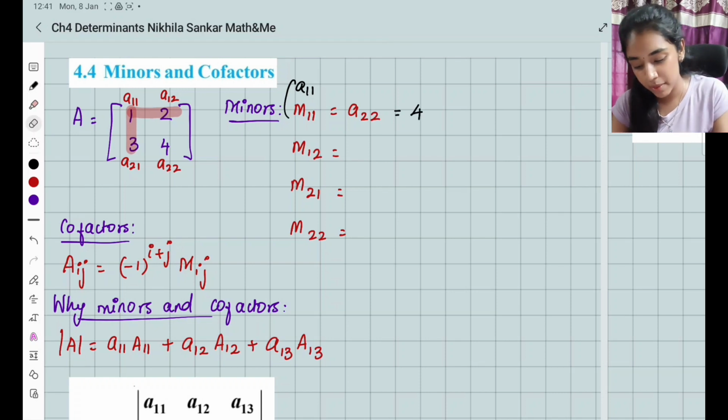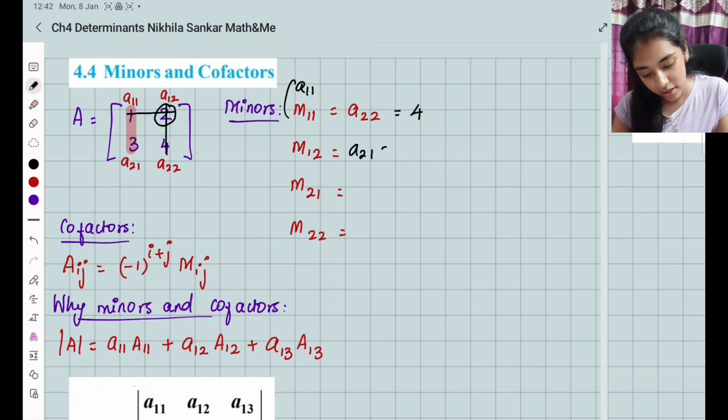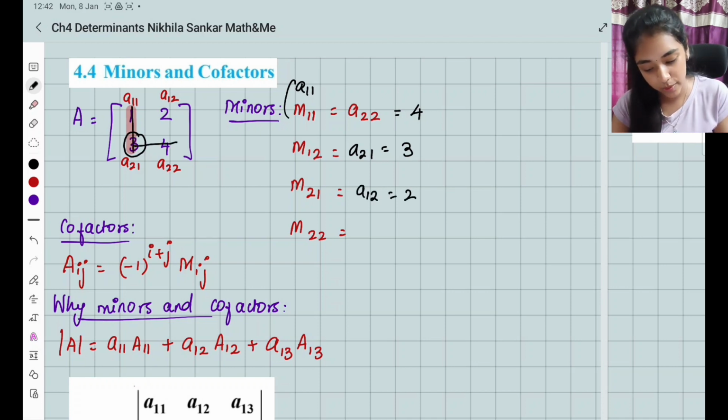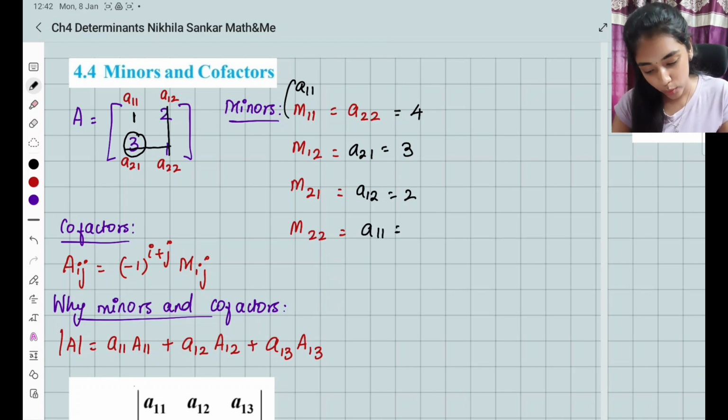Okay, so இப்போ இதே மாதிரி A21, I'm going to hide this particular column and this particular row. இப்போ என்ன மீதி இருக்கு? I'll have A12 which is going to be 2. Okay, so இதே மாதிரி when I hide for M21 na, இந்த particular element க்கு I'm going to hide this particular column and this particular row. So what is remaining? A12 which is going to be 2. அதே மாதிரி A22 க்கு I'm going to hide this particular column and this particular row. I'll be left with A11 which is going to be 1.